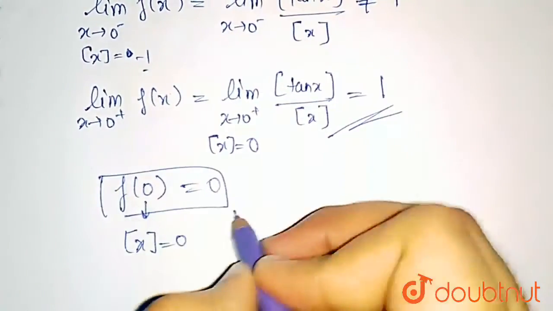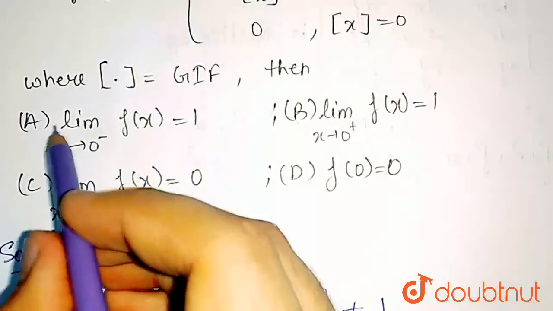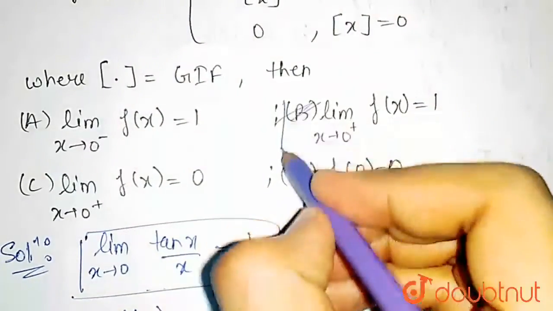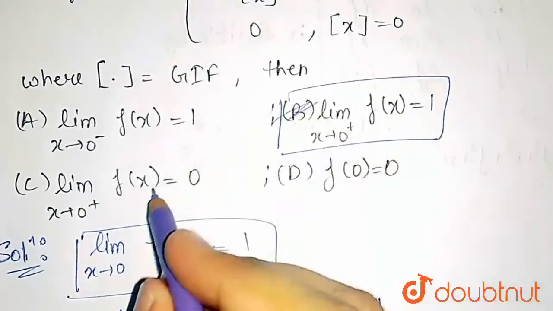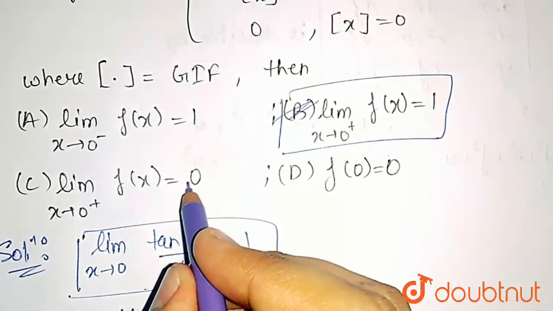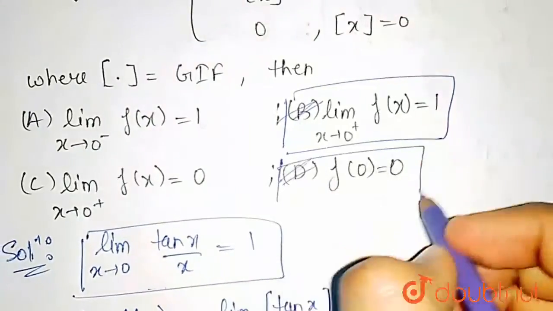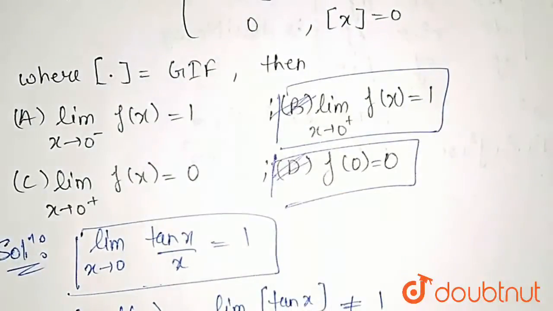This is also correct. Hence the correct options are: we have seen this is not equal to 1, so this option is wrong. This option is the correct option. These are just the opposite of each other, and we have already seen it is equal to 1, so it could not be equal to 0 simultaneously, and f of 0 is also 0. So option D is also correct. B and D are correct options.